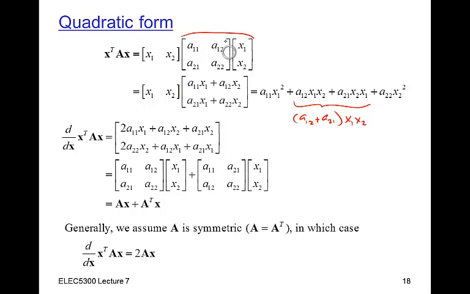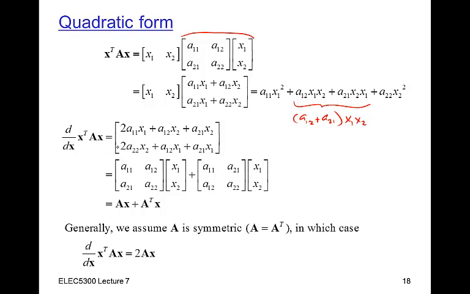Now let's look at what happens when I differentiate this thing with respect to x1 and x2. When I differentiate with respect to x1, I get 2 a11 x1, right? And then a12 x2, right? And then a21 x2. And when I differentiate with respect to x2, this first thing is 0, and then I get a12 x1, a21 x1, and then I get 2 times a22 x2.